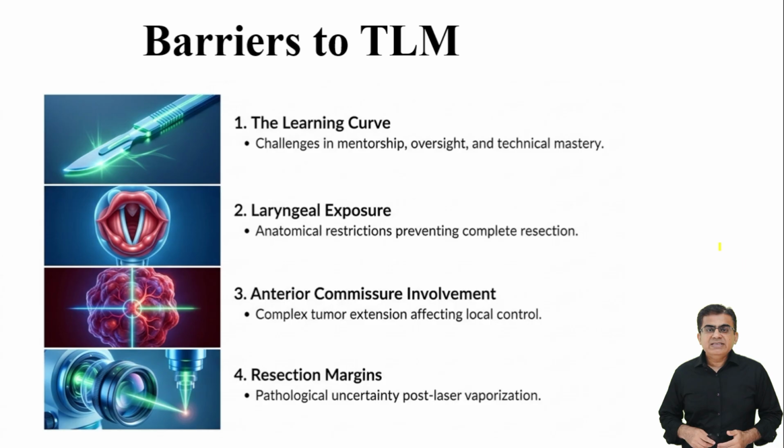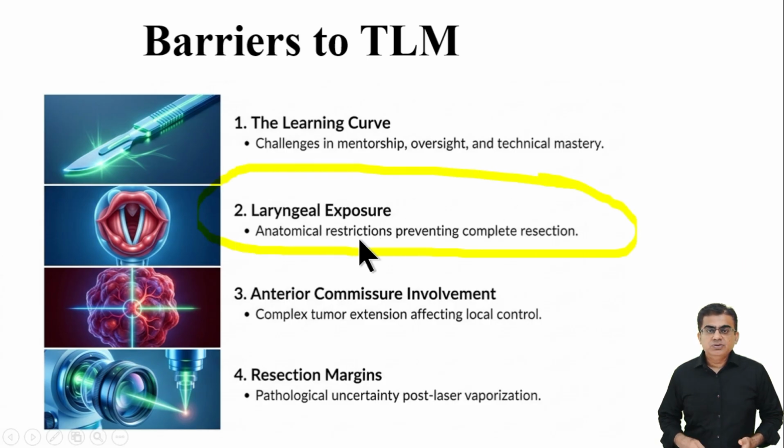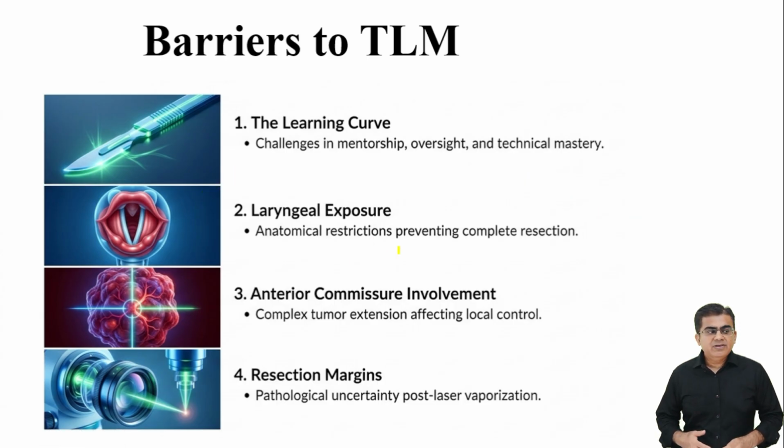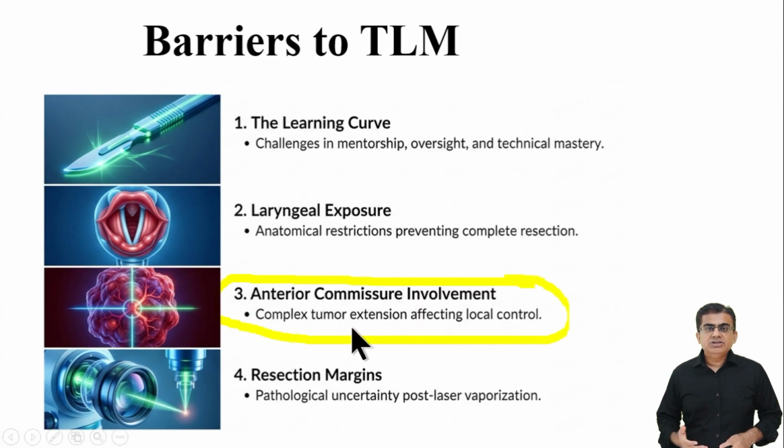Second, there are physical anatomical barriers limiting good laryngeal exposure. If we cannot get adequate laryngeal exposure with our rigid laryngoscope, we cannot safely operate. Third, there are tumor-specific barriers. Lesions involving the anterior commissure or showing massive deep muscle infiltration make laser resection highly difficult and risky.